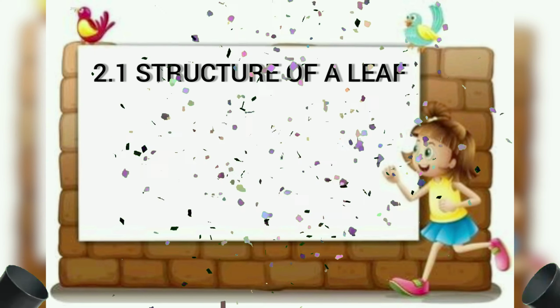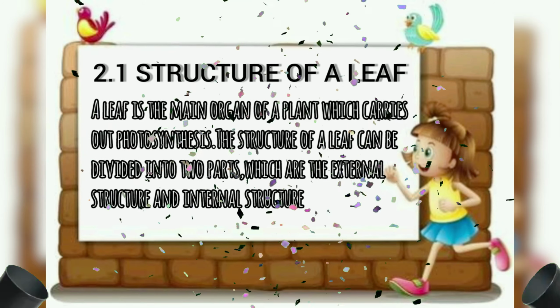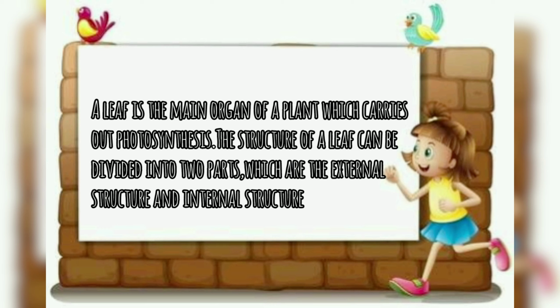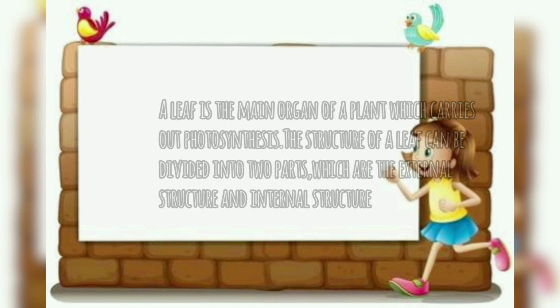2.1 Structure of a leaf. A leaf is the main organ of a plant which carries out photosynthesis. The structure of a leaf can be divided into two parts, which are the external structure and the internal structure.